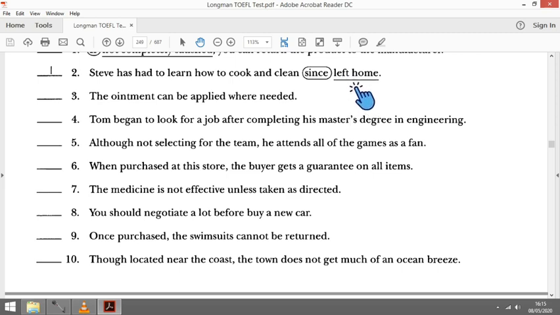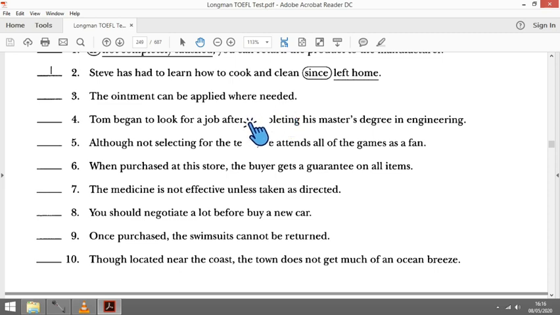Number 3. The ointment can be applied where needed. Okay, subject, verb. This one is an adverb clause. So it's reduced, so it's totally right. Actually, where it is needed, the "it" and "is" we omit, we reduced. Okay, number 3 is correct.